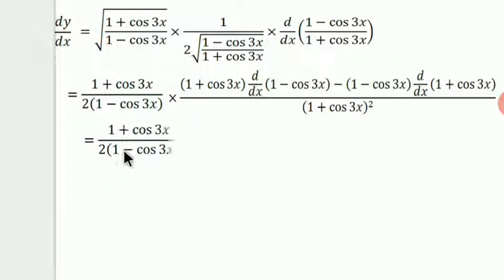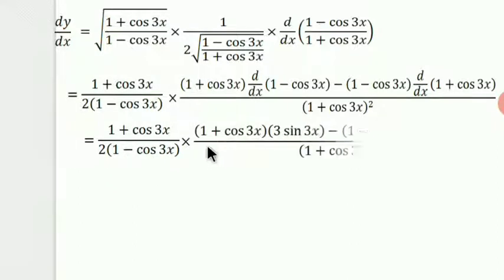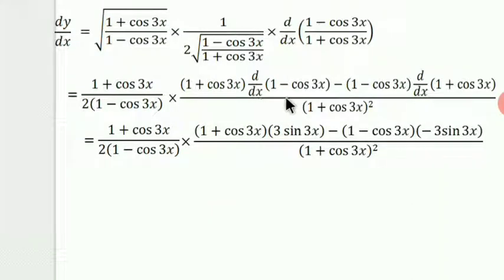It is equal to (1 plus cos 3x) upon 2 times (1 minus cos 3x) multiplied by (1 plus cos 3x) multiplied by, here derivative of 1 is 0 and derivative of cos is minus sin. So minus minus becomes plus sin 3x into derivative of 3x is 3. So here we get 3 into sin 3x minus (1 minus cos 3x) into derivative of this term is minus 3 sin 3x, divided by denominator as it is (1 plus cos 3x) square.